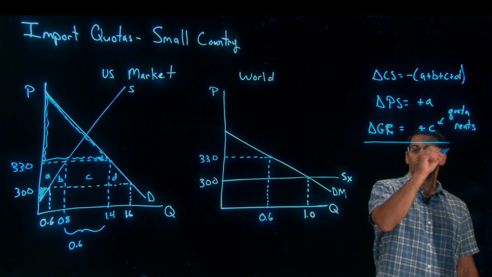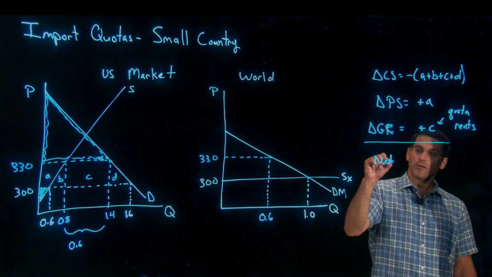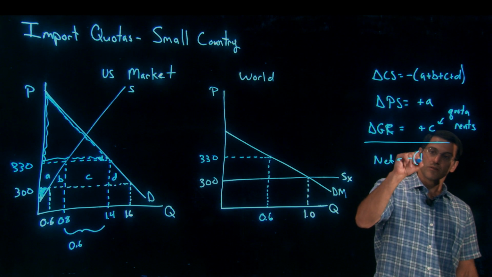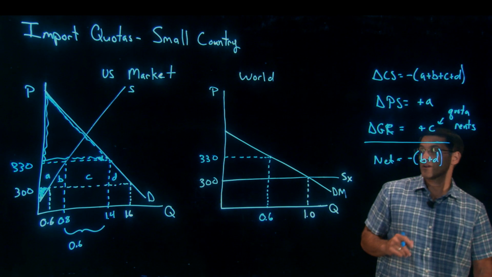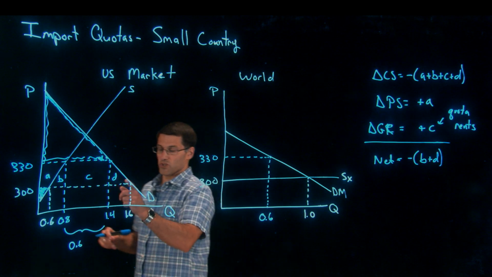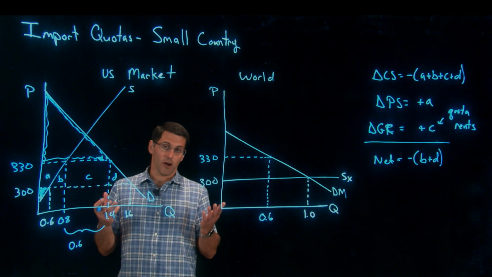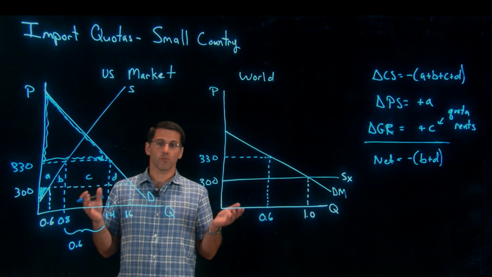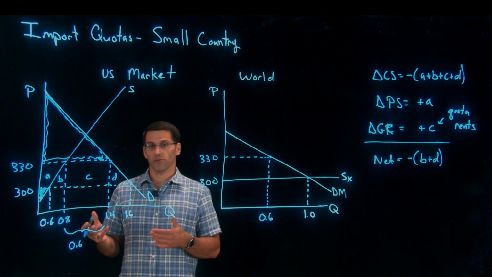The net result is we still have a loss of B and D. We still have our production and our consumption distortions. So in the case of the auction, we have exactly the same results as we did with the tariff.